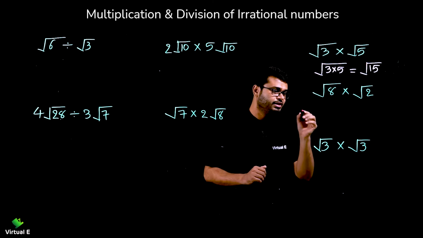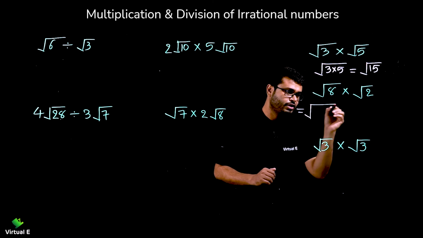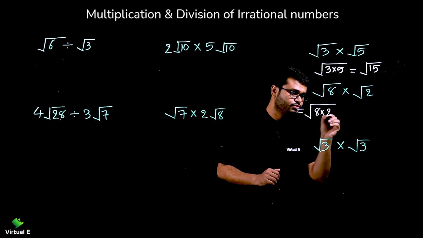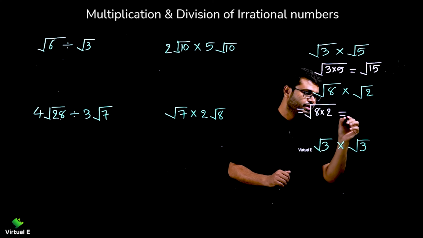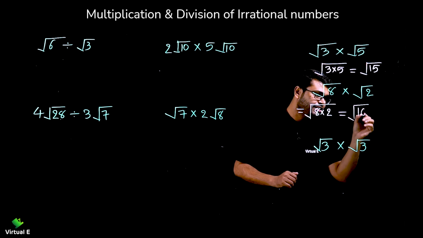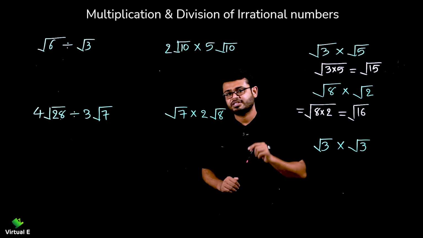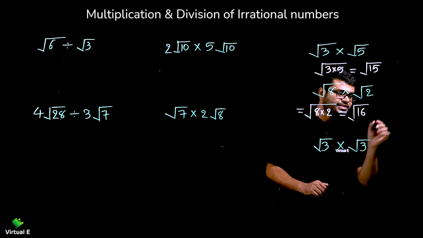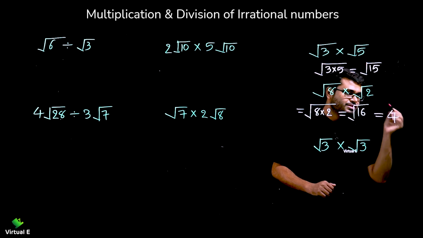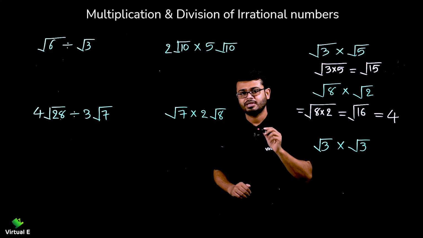Let's do the second one. Here we can write square root of 8 and here square root of 2 as well. Both quantities are under the square root, so we can write square root of 16 here. Now 16 is a perfect square, so don't keep it as it is. You need to take the square root. Square root of 16 is what? 4. Simple. So this is the answer, right?